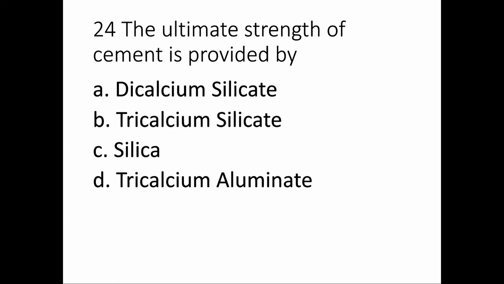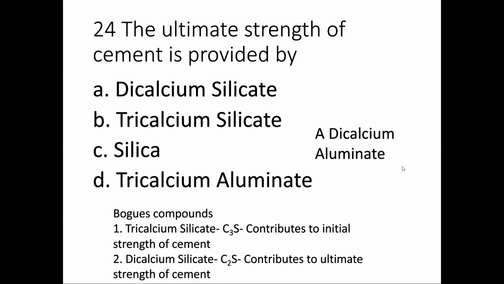Next question, 24th question. The ultimate strength of cement is provided by options A, dicalcium silicate, B, tricalcium silicate, C, silica, D, tricalcium aluminate. Answer is B, dicalcium silicate. Ultimate strength of cement is provided by dicalcium silicate. Different Bogue compounds: tricalcium silicate, C3S, contributes to initial strength of cement, while another Bogue compound, dicalcium silicate, C2S, contributes to ultimate strength of cement.